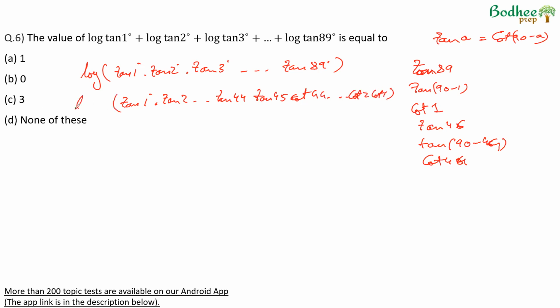We are taking the log of this entire product. Now tan 1 into cot 1 is 1, tan 2 into cot 2 is 1, tan 3 into cot 3 is 1, and the value of tan 45 is 1 itself. And therefore this entire product becomes 1. Log of 1 is always 0, hence option B becomes my answer.